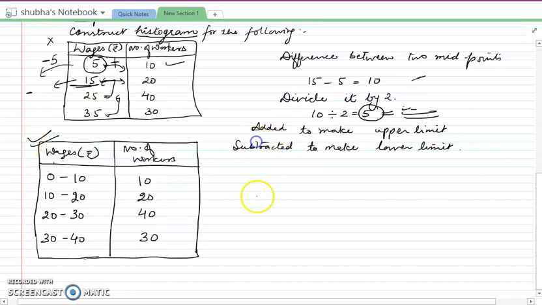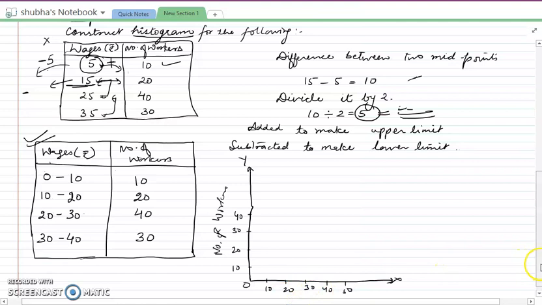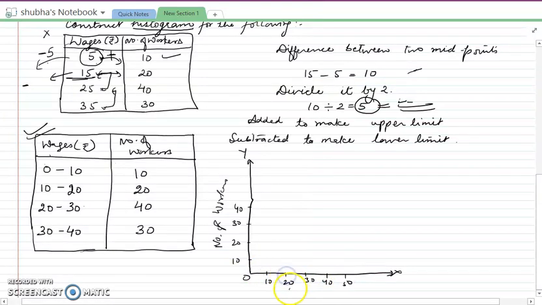And how to plot it? Plotting is very easy, like we did in the equal class intervals. Here the class intervals are equal, with a difference of 10. So we will make the x-axis and y-axis. We will plot frequencies, the number of workers, on the y-axis: 10, 20, 30, 40, 50. You have to take an equal scale, right? These are wages on the x-axis.